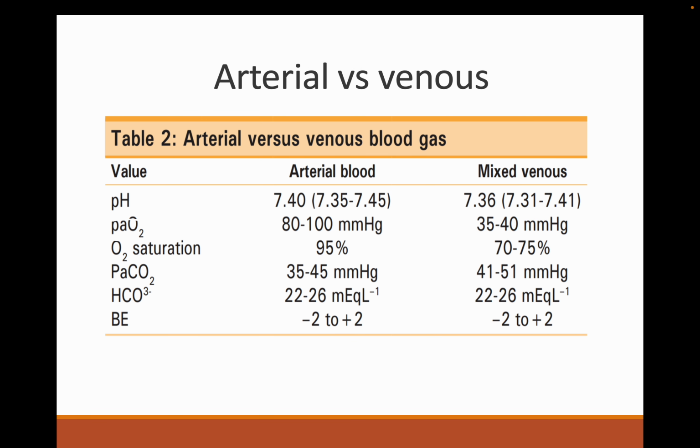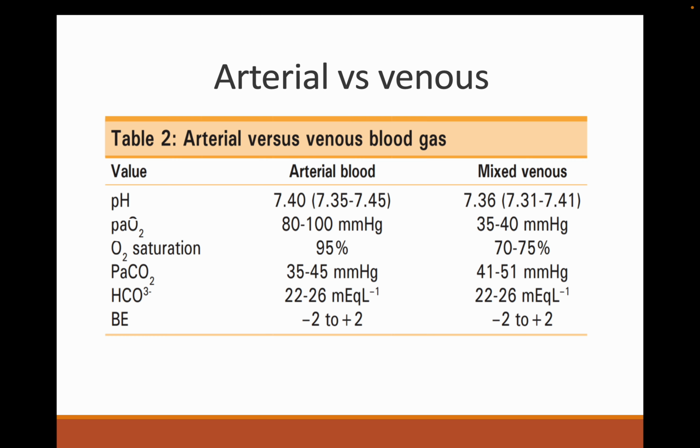In the case of arterial, the pH lies between 7.35 and 7.45, where the mean pH is 7.40. In the case of mixed venous sampling, the pH is a little on the lower side, more acidotic, that is 7.31 to 7.41, where 7.36 is the mean. PaO2 of 80 to 100 millimeters of mercury is seen in arterial, whereas 35 to 40 millimeters of mercury is seen in venous. Oxygen saturation corresponds to 95 in arterial, whereas it is 70 to 75 in mixed venous.